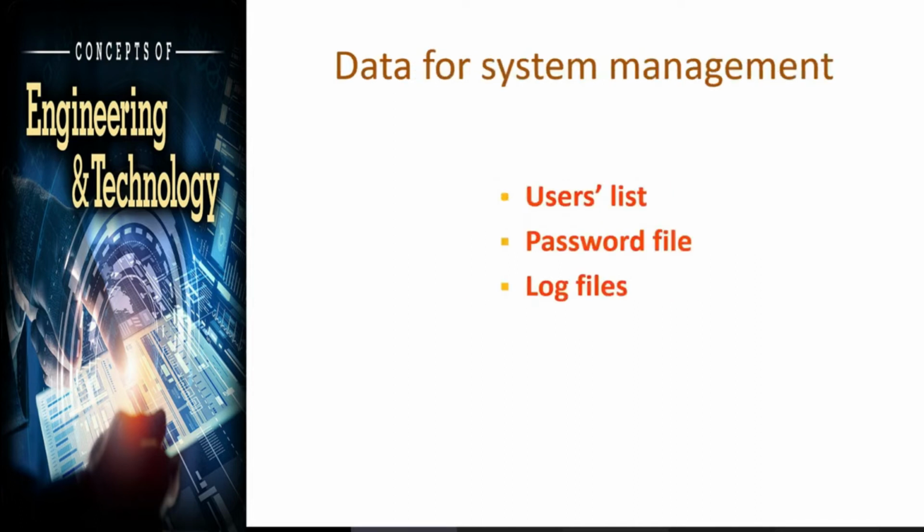Similarly, we have the data for system management. In the organization, for those who are on the user list, we need to have the password file and log files. You need to specify who the authorized persons are. For them, we provide the password, so only these people can log in, and through the username and password they can access the entire information. Okay, so log files also have to be maintained: who is accessing the file, who is logging in, through which IP address, and all those things have to be taken care of.